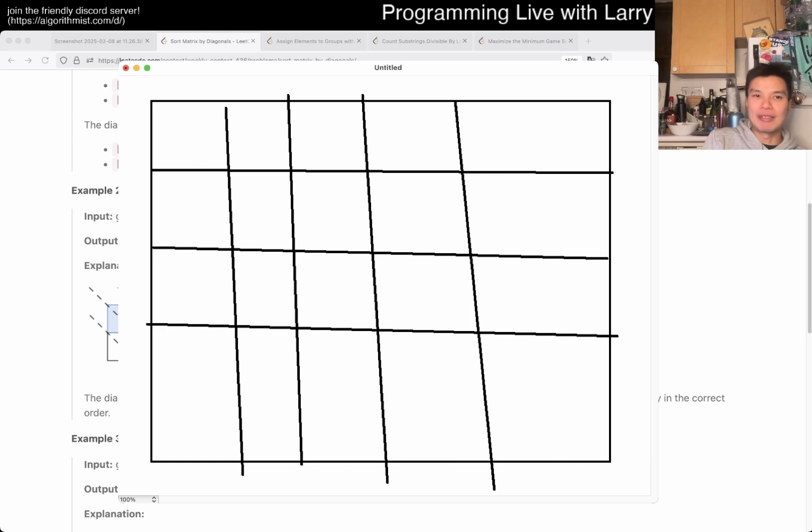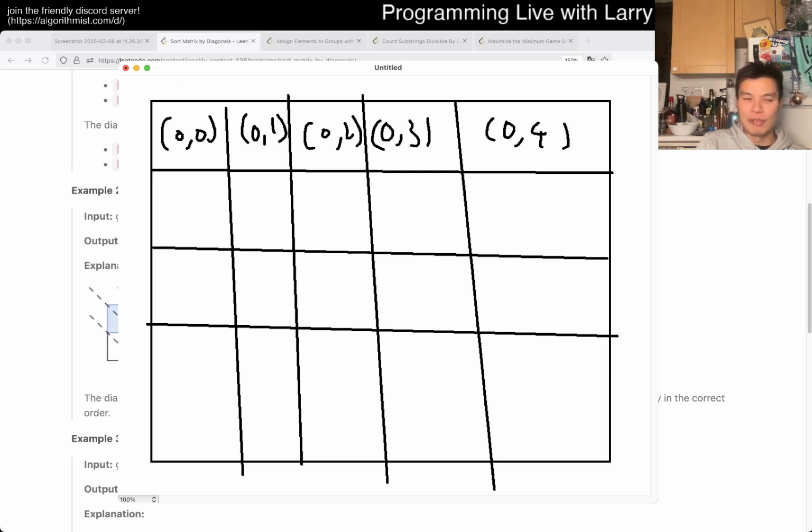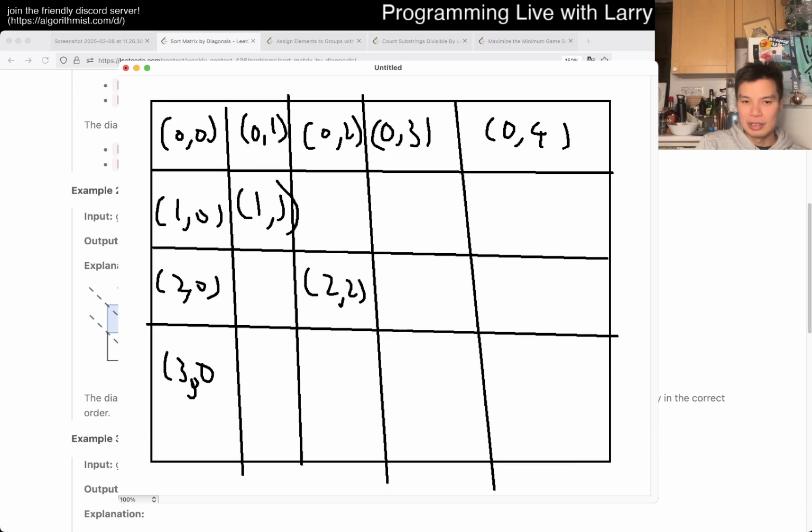So here we have 0, 0. It depends on how you define it. I always do columns as the second coordinate. And so forth, and then here you have 1, 0, 2, 0, so forth. And of course this is 1, 1, 2, 2, 3, 3.